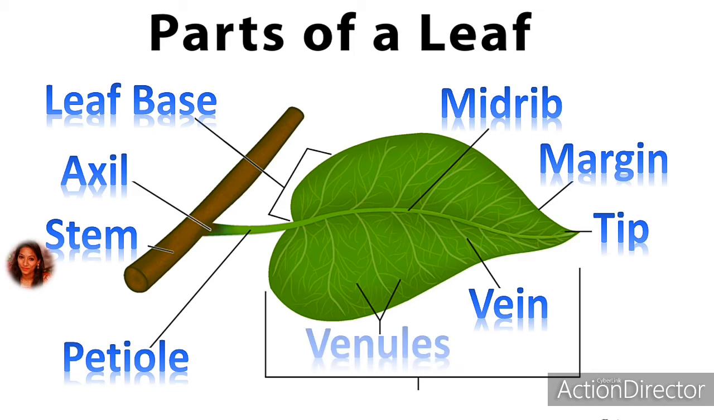As you can see over here, the midrib is divided into small veins. Then these veins are also divided into further smaller capillary-like structures known as venules. So this whole network forms the venation, and this is how the whole leaf blade is formed. As you can see over here, all these structures combined make up the whole portion of the leaf, the leaf blade.